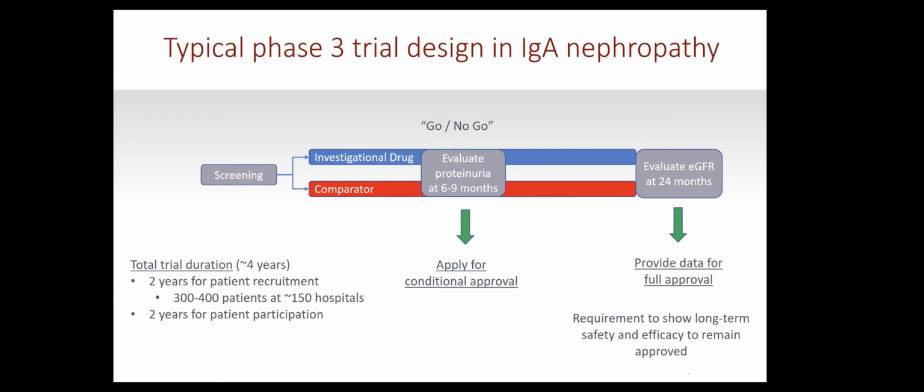We have Sparsentan, which is at the stage now of applying for conditional approval in the US, and that will also come later this year in Europe. And then we have other drugs which are close to readouts for their proteinuria readout. So it's unbelievably exciting times, and it's a sea change. We hope that many of these drugs get approved, and it'll be a sea change to the lives of people with IgA nephropathy.